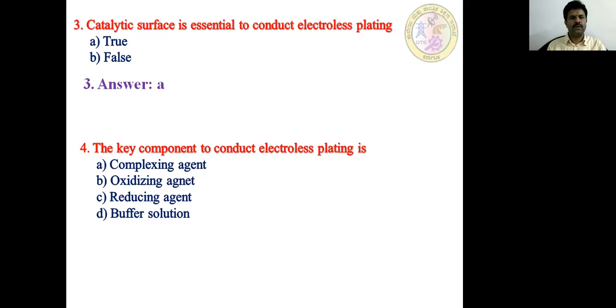Question number 4. The key component to conduct electroless plating is option A, complexing agent, option B, oxidizing agent, option C, reducing agent, option D, buffer solution. The key or very important component among these is the reducing agent, because it is the source of electrons. That is important. Hence, the right answer is option C. So even though complexing agent and buffer solutions are required, the reducing agent is the key component for electroless plating.